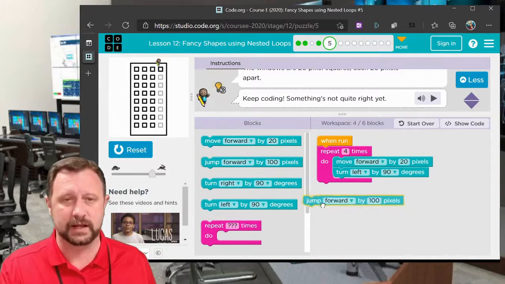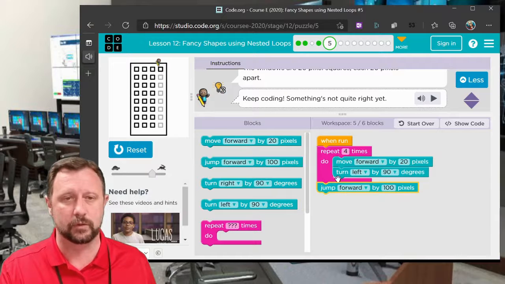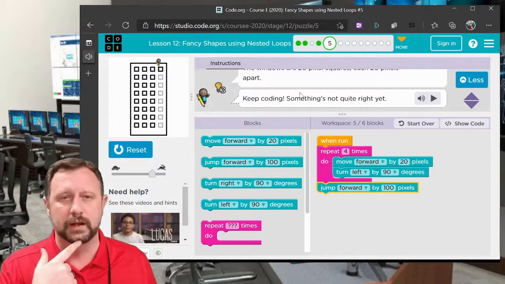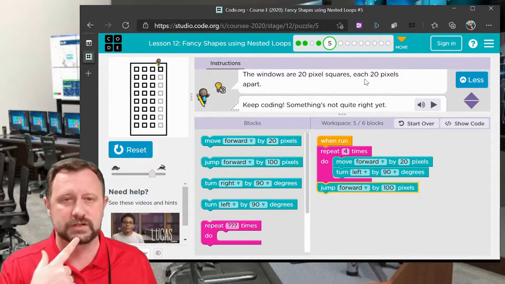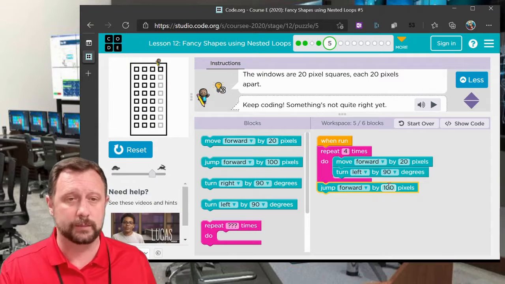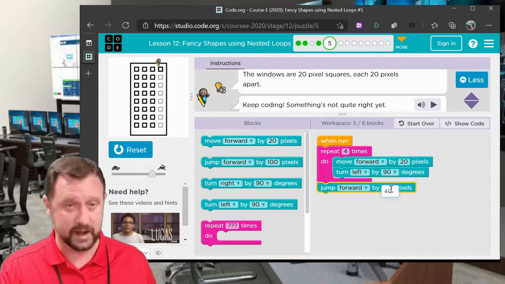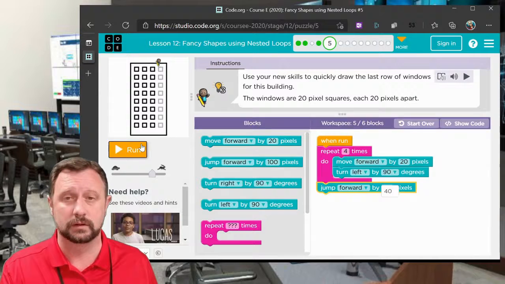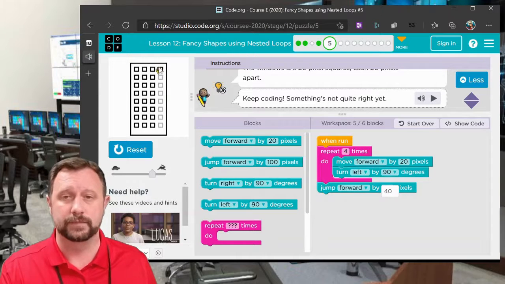So I'm going to use this block here that says jump forward. Now I got to figure out how to jump forward. Let's see. Okay, so if this is 20 pixels here, and then it tells me at the top that it's 20 pixels apart, 20 plus 20, that's 40. So I'm going to jump forward by 40. And I'm going to run it to see if it works. Good. He's right up there, and he's ready to draw the next square.